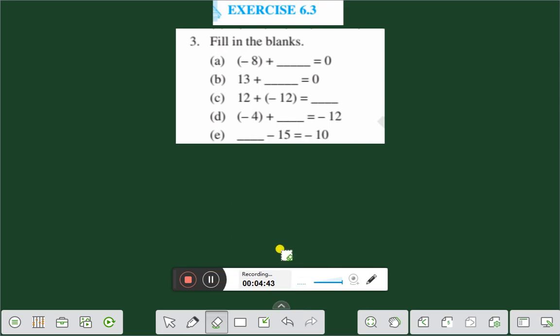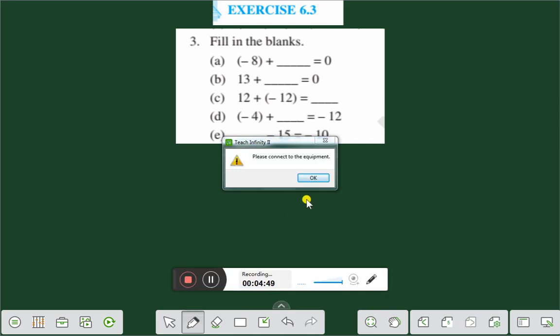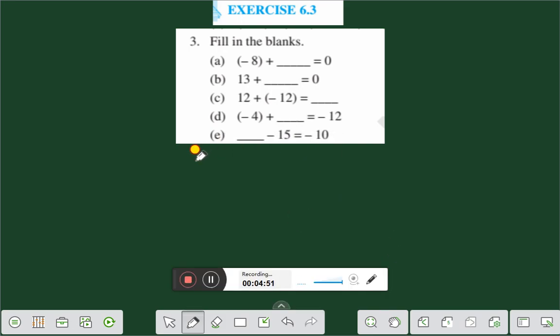Question number E is dash minus 15 is equal to minus 10. Let us put the value here as x. Therefore, we can say x minus 15 is equal to minus 10. Therefore, x is equal to minus 10. On the right side, minus 15 will be plus 15.